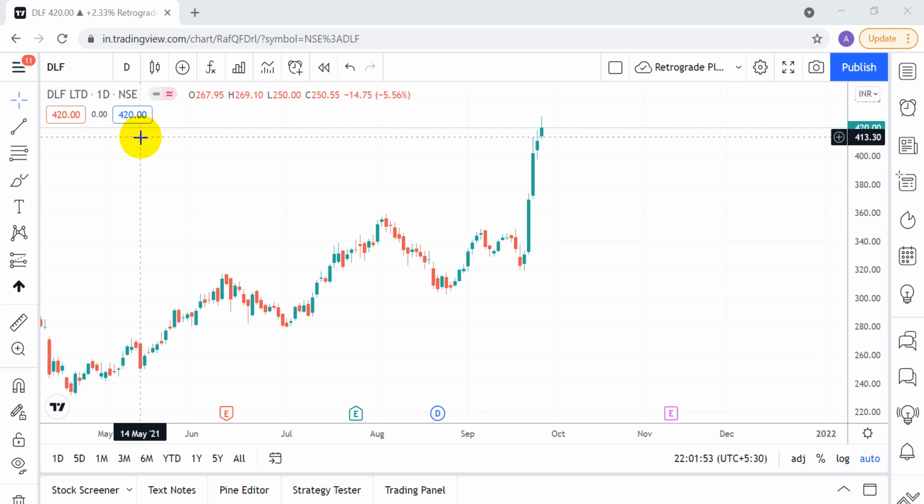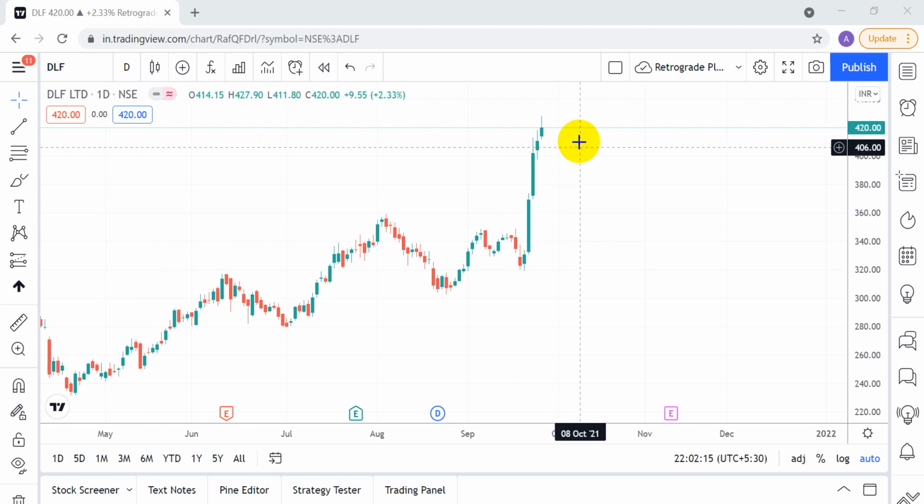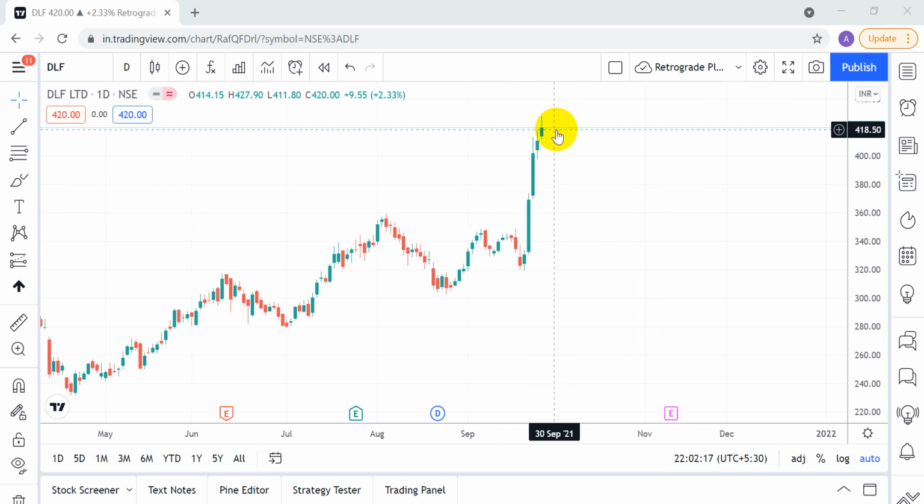Hi everyone. In this video we'll discuss DLF, a stock which has given a very big breakout on daily, weekly and monthly charts, and it is at a very crucial point based on Gann price and time squaring. First I'll show you the trade, and how we have seen a previous price and time squaring in DLF also.